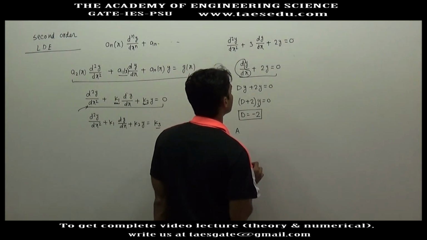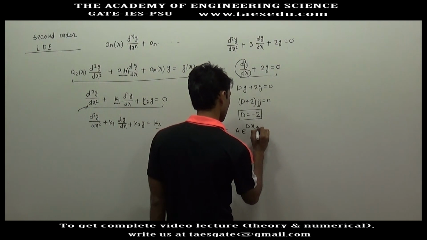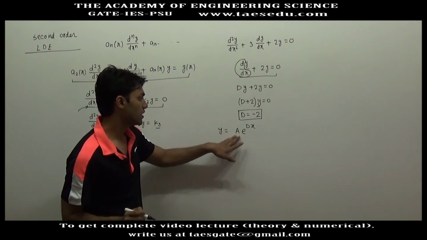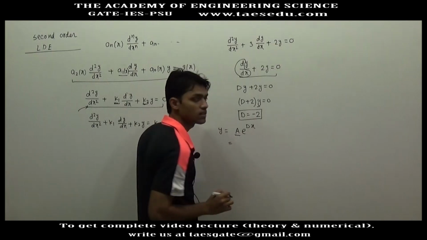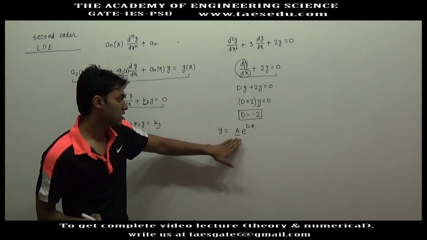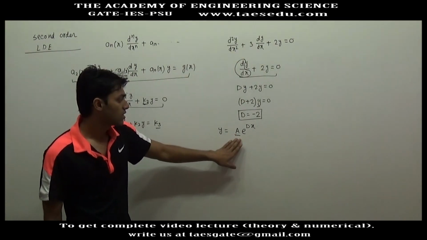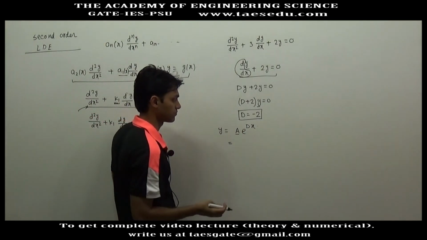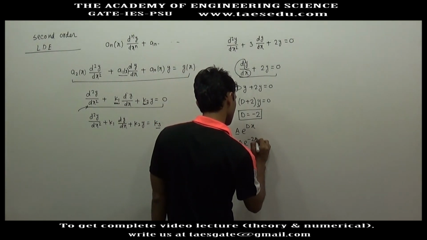We have the value of D, and if we find the value of D, the general solution for y will be a into e to power Dx. The dependent variable is equal to a into e to power Dx, where a is a constant, and since it is a first order differential equation, there will be one constant in the general solution, and this constant can be calculated using any particular situation.